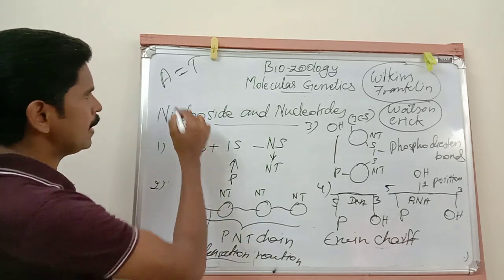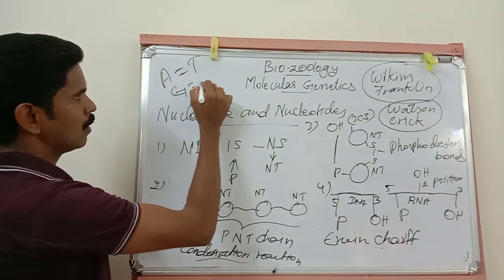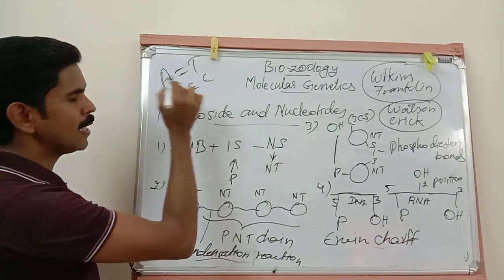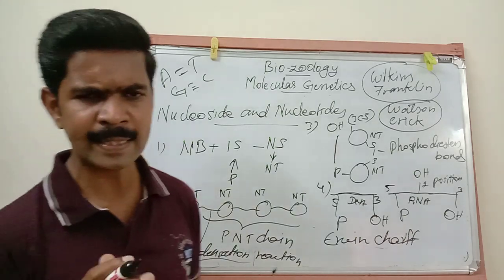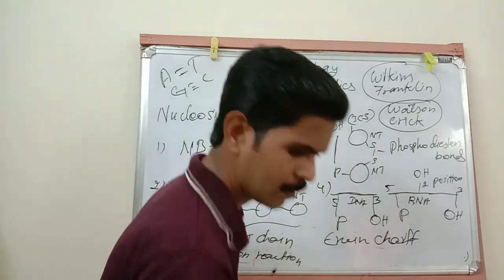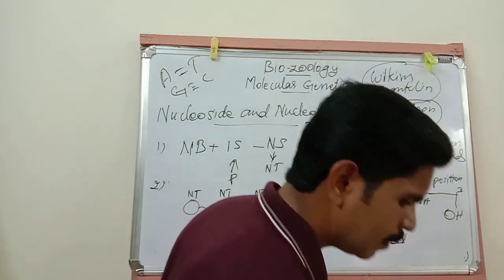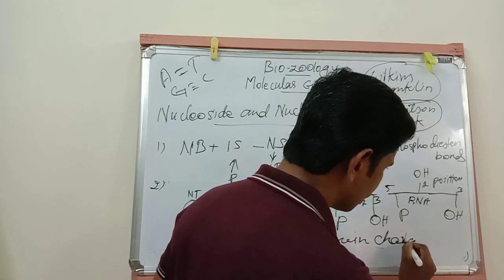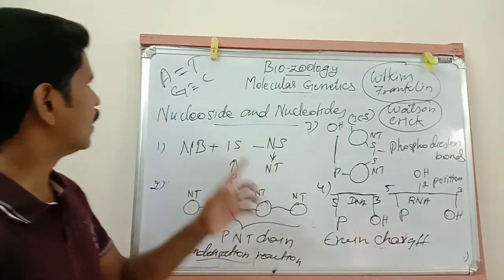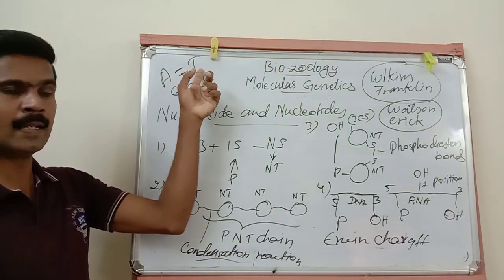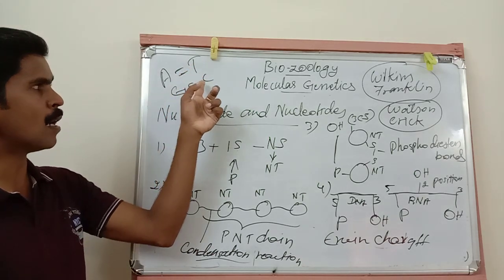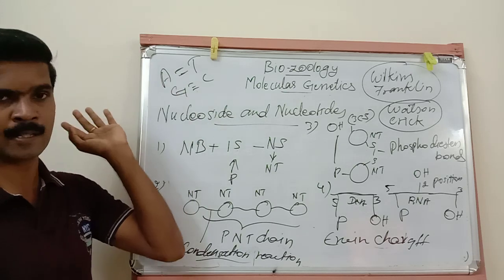Guanine is always connected with cytosine with the help of 3 hydrogen bonds. Listen very carefully. Erwin Chargaff. So this scientist observed that adenine is always connected or linked with thymine with the help of 2 hydrogen bonds, and guanine is always connected with cytosine with the help of 3 hydrogen bonds.